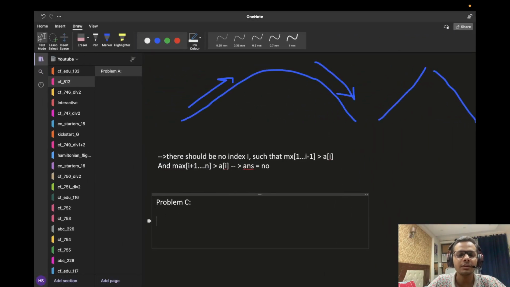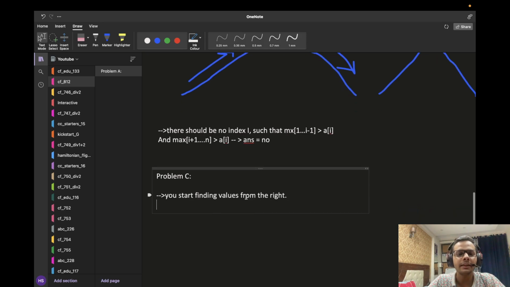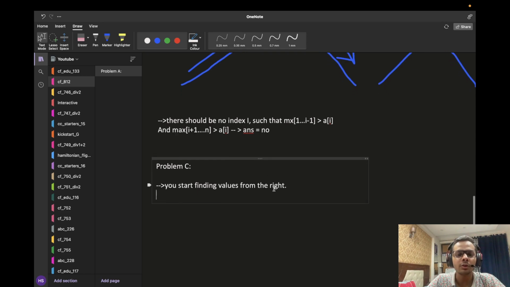It turns out that the solution is not very difficult, but it's quite possible that a lot of people can overcomplicate this during the contest, like I did. So let's see how we can solve this. The way to solve this is that you start finding values from the right. So basically you start from n and then you go to 1 and then you start filling values somehow. So let's see how you can do that.